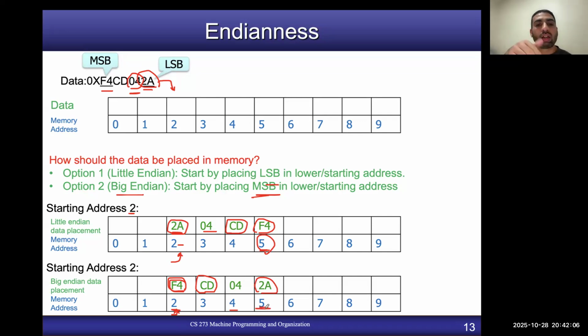So actually the question is, where should your least significant byte go? One option is that we put the least significant byte in the lowest or starting address, and the other option is that we start putting the data in the memory from the big side, the most significant byte side. Is everyone clear on this? Any questions?